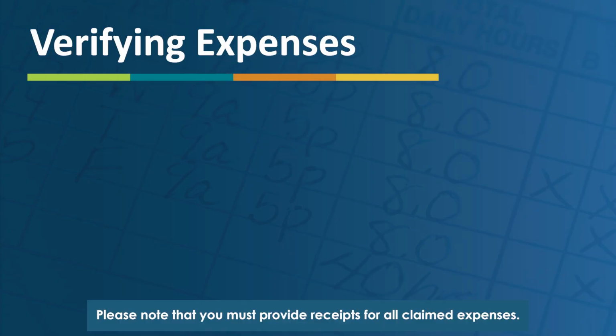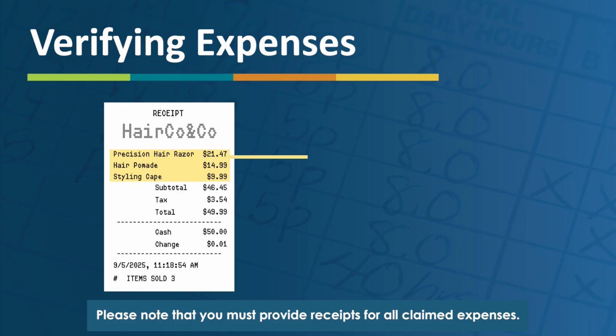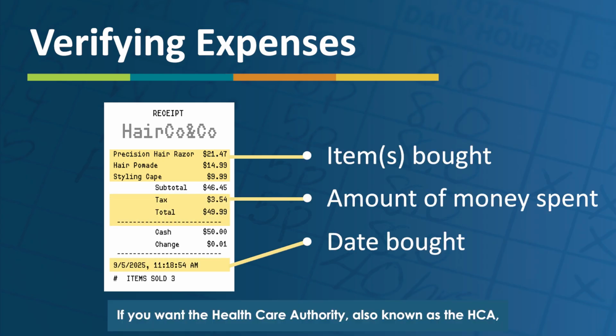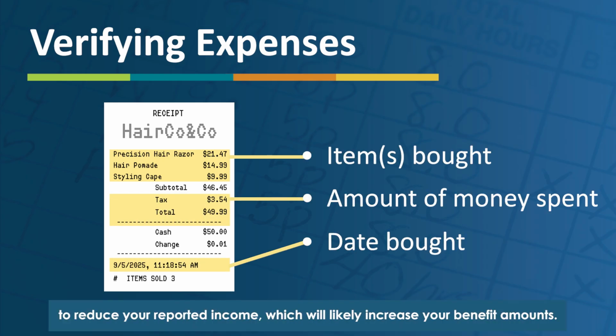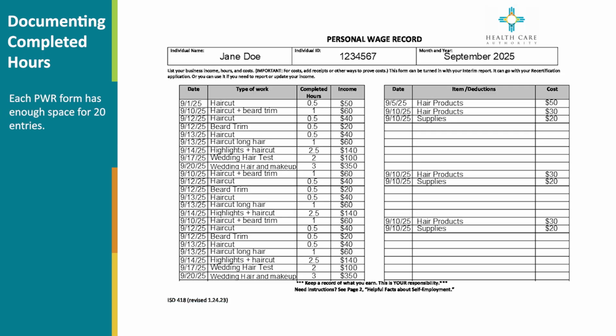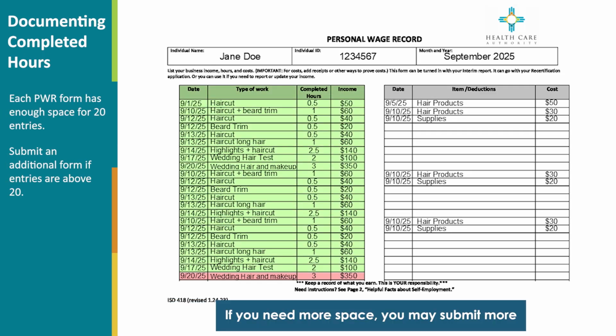Please note that you must provide receipts for all claimed expenses if you want the Healthcare Authority, also known as the HCA, to reduce your reported income, which will likely increase your benefit amounts. You are required to report all jobs completed throughout the entire month. If you need more space, you may submit more than one personal wage record form for that month.